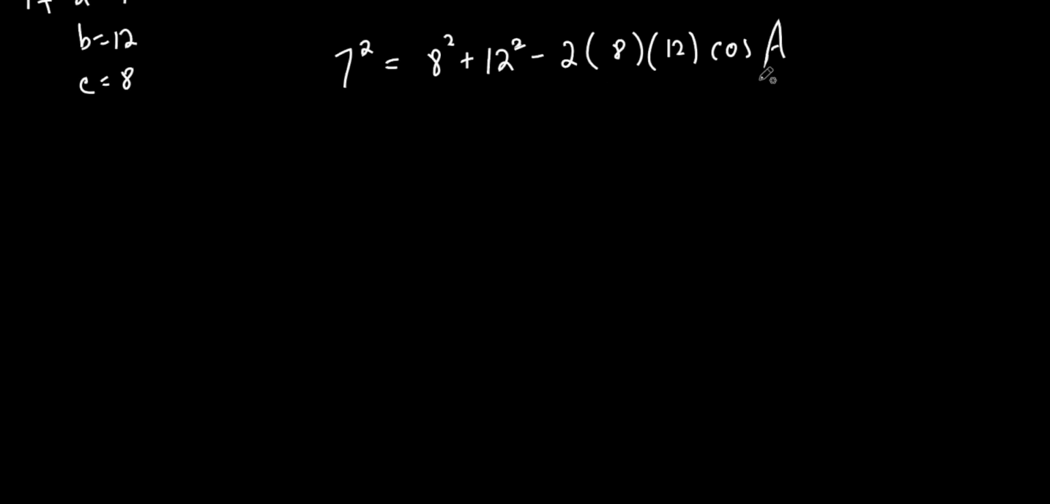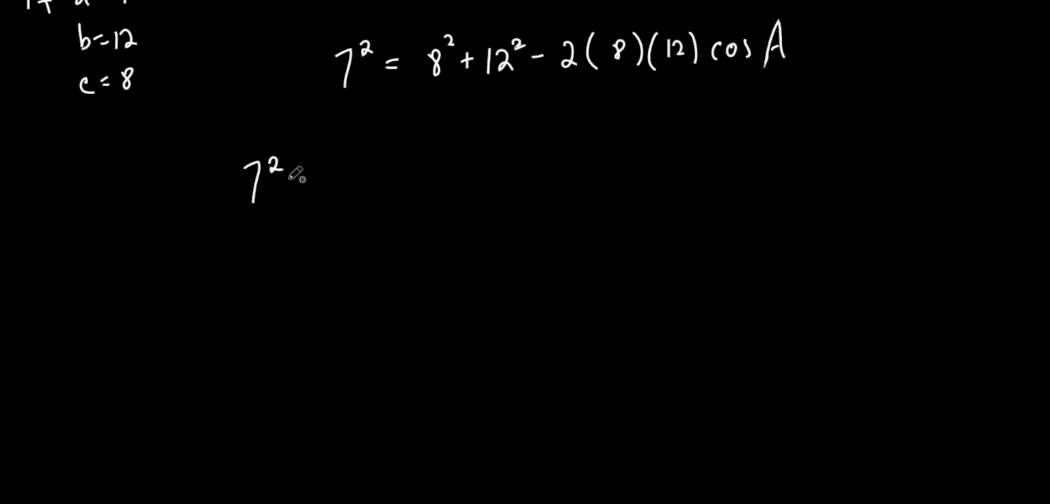Now, we have to get A by itself. At first, this is a little tricky, but really it's only 3 steps. The first step is to get rid of the 8 squared and the 12 squared. Why do I get rid of those first? Because they're being added to each other. How do I get rid of something that's being added? Subtract.